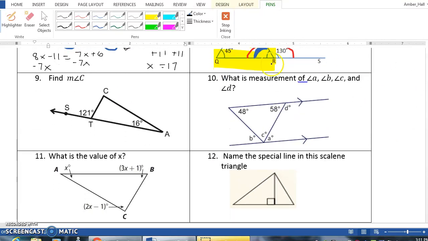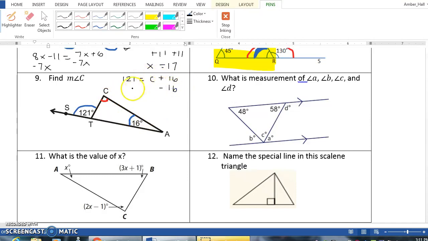Number 9, find the measurement of angle C, which is right here. Well, I am also given the measurement of my exterior angle and one of the two remote interior angles. So if I use my equation for exterior angles, I know that 121 equals the sum of angle C plus 16. Angle C and 16, those are two remote interior angles. So now I can just solve for C.